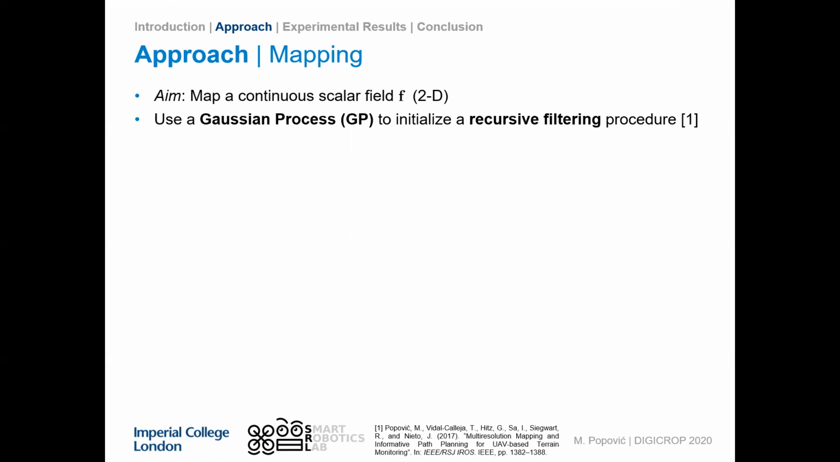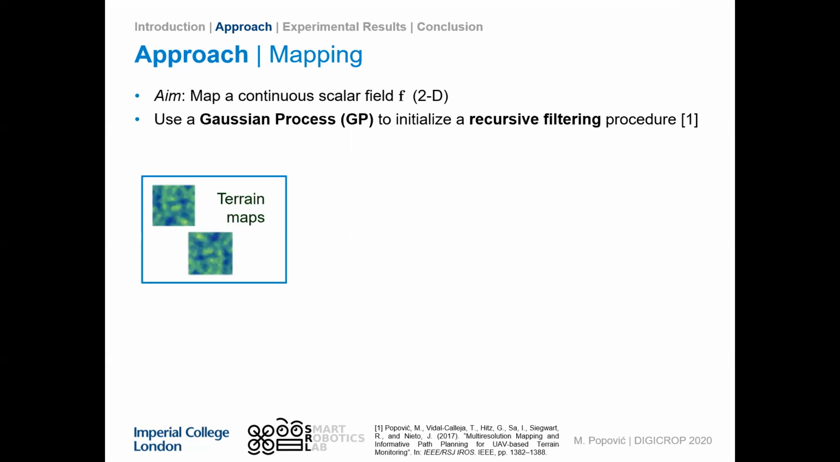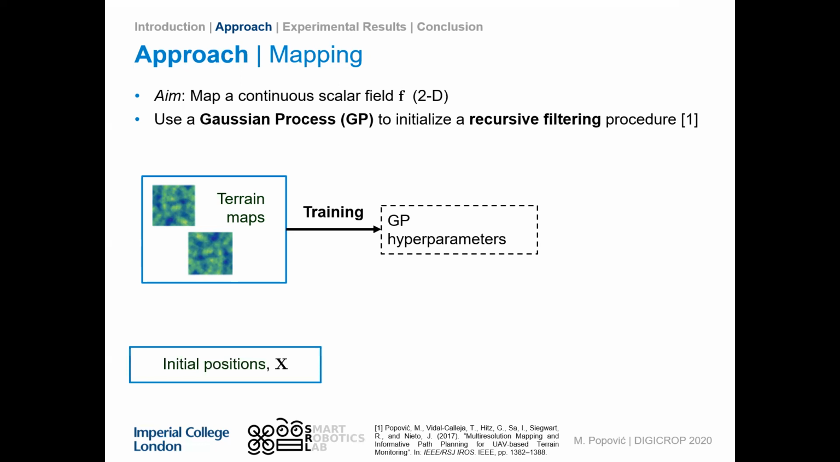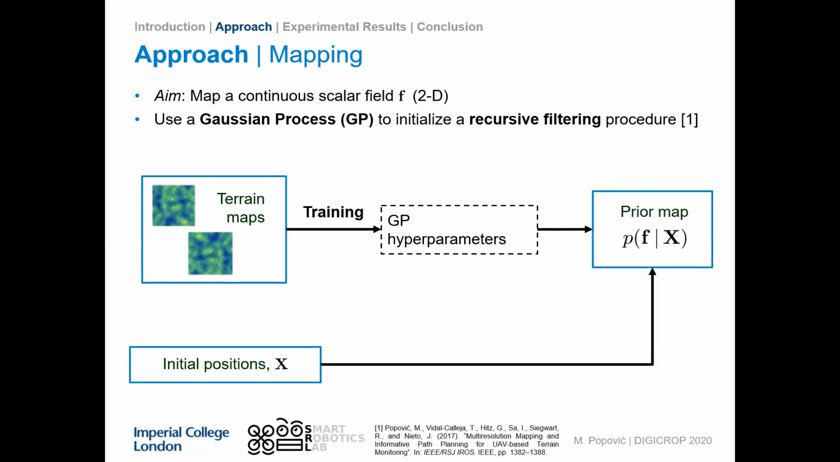Essentially, we use a GP model as a prior for Bayesian data fusion as new measurements are received. The approach works as follows. First, we require reference maps to train the hyperparameters of the GP, which can be obtained from previous datasets. Then, given a set of discretized locations in the environment X, we construct a prior map through standard GP regression.